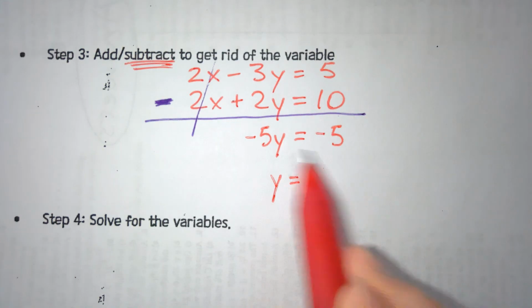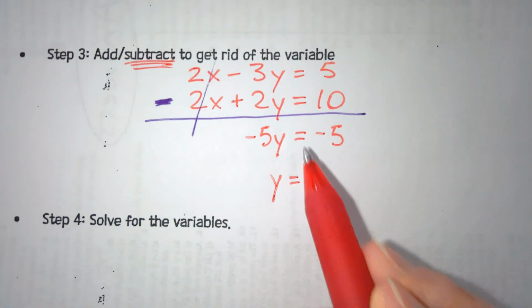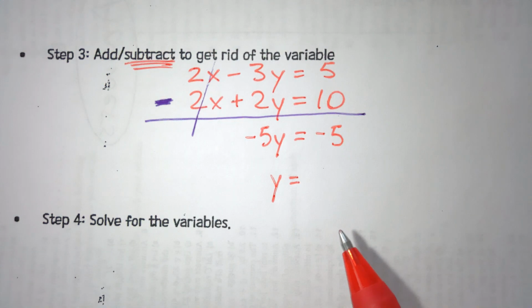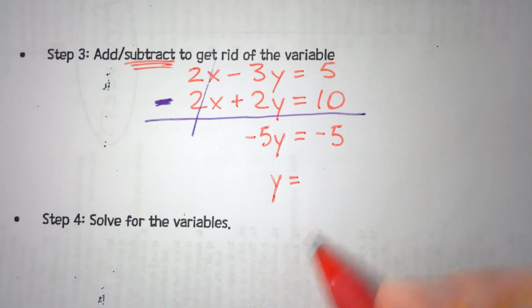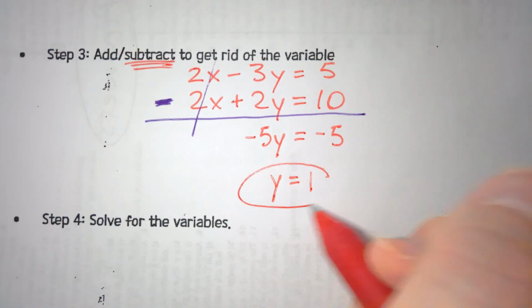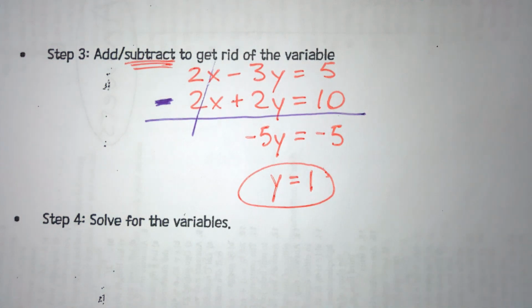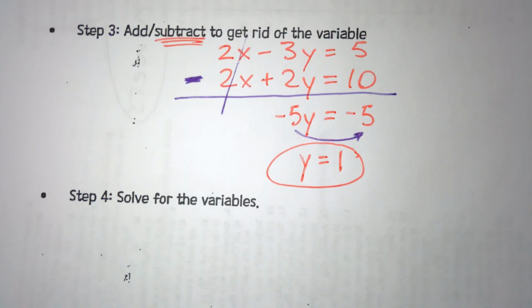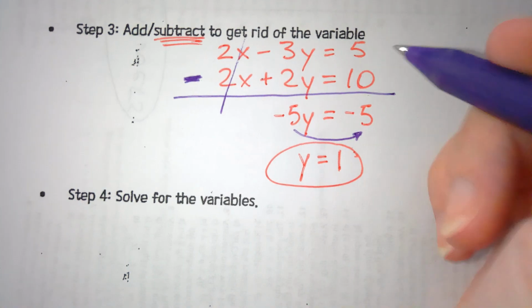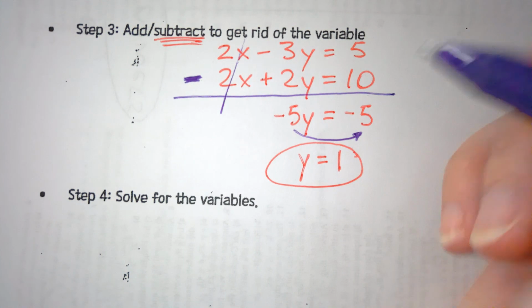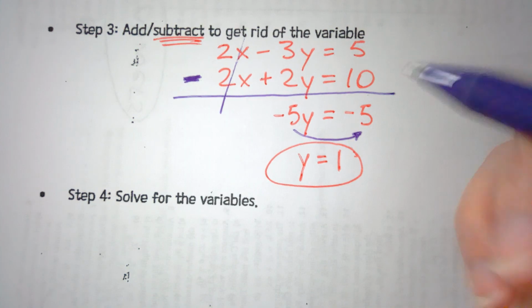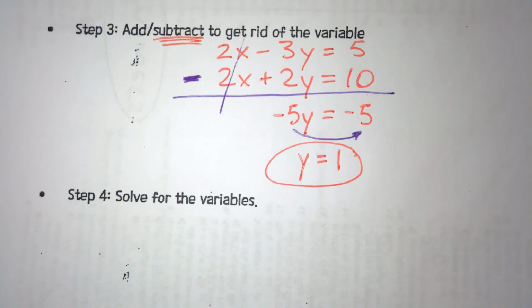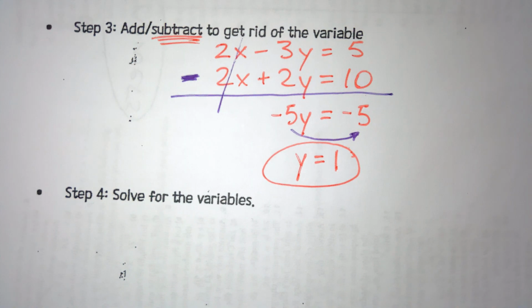So from this step, you should know what to do. Y equals 1. Now, what do you think I should do to find x? It doesn't matter which equation I use, because it's the intersection point, which means it will work in either line.